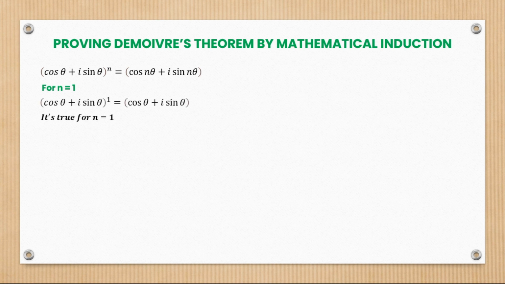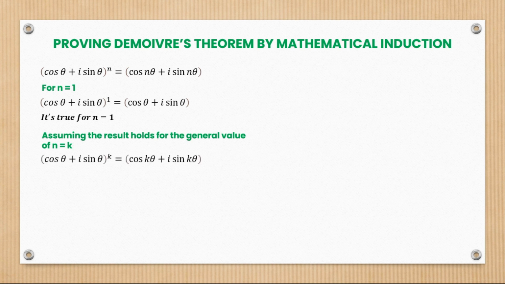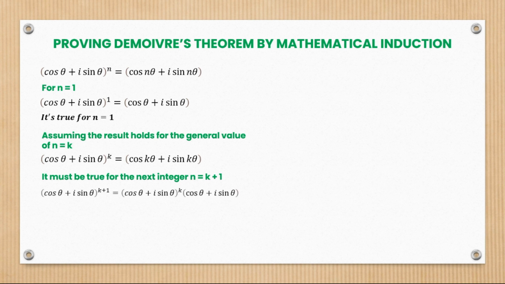Now when n is equal to 1, we can see that what we have on the left hand side will be equal to what is on the right hand side. So it's true for n equal to 1. Now we're going to assume that the result holds for the general value of n being equal to k. Where there is n, we substitute k, and then we can see that it is also true. This means it must be true for the next integer, where n is equal to k + 1. So we're going to substitute k + 1 for where we have n.